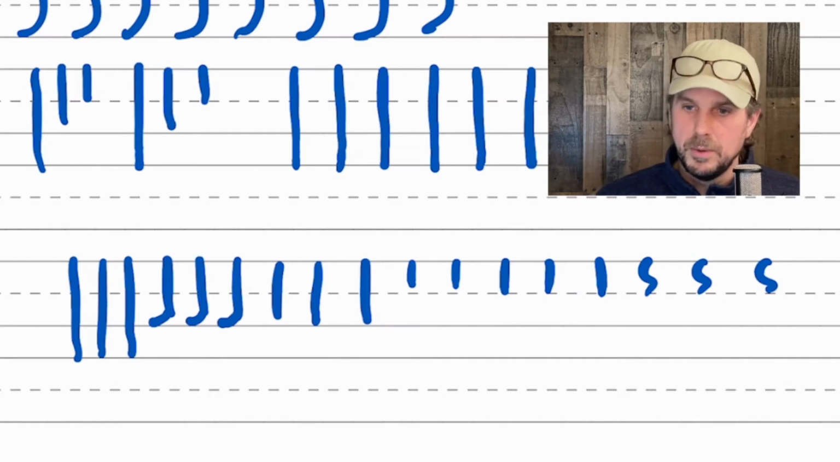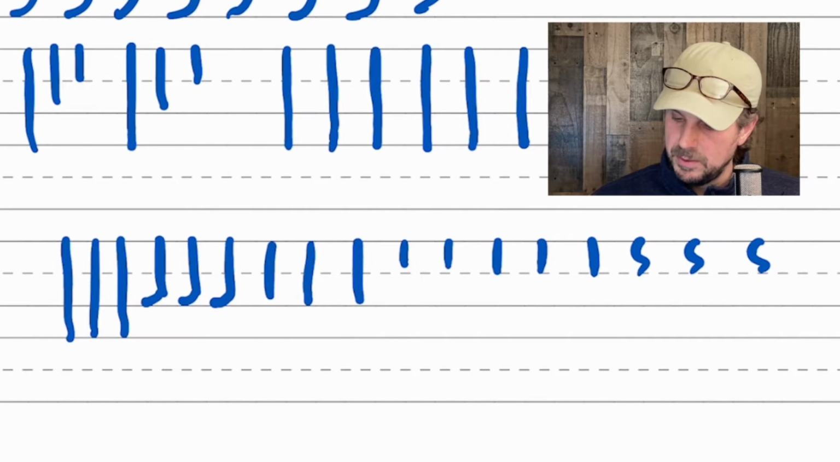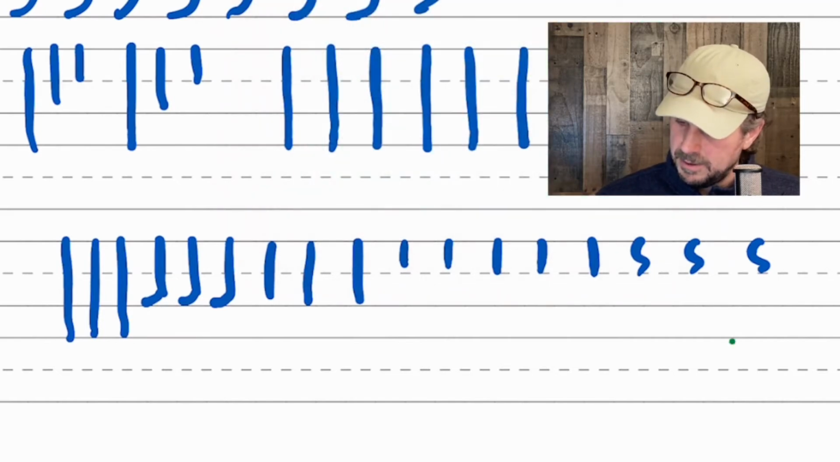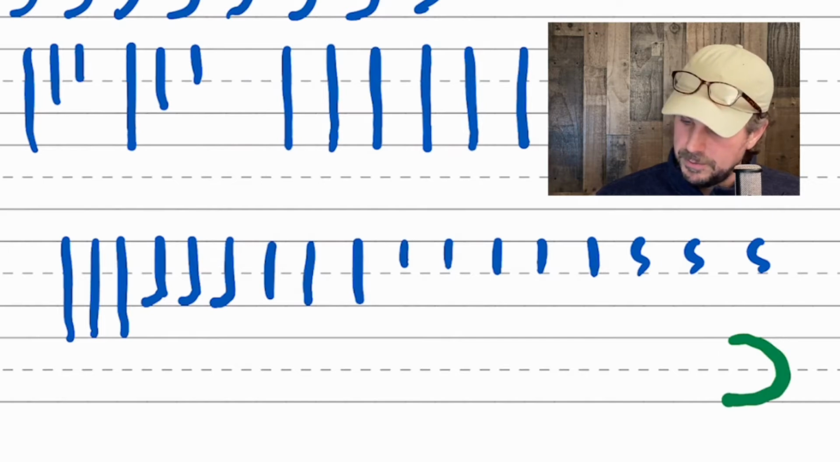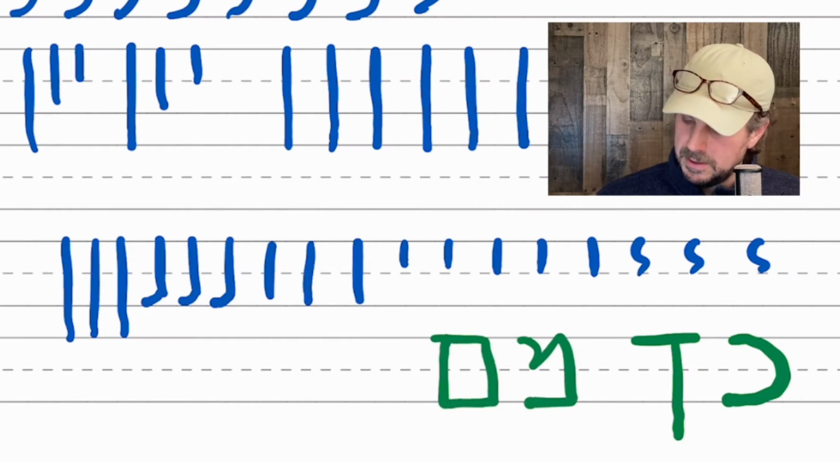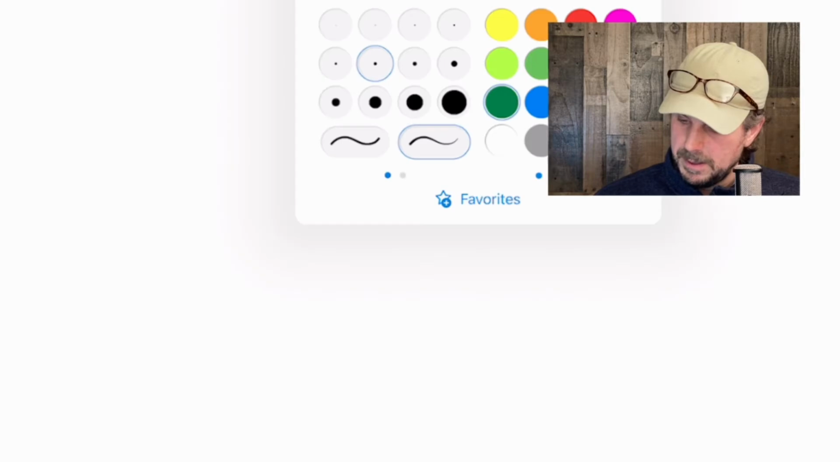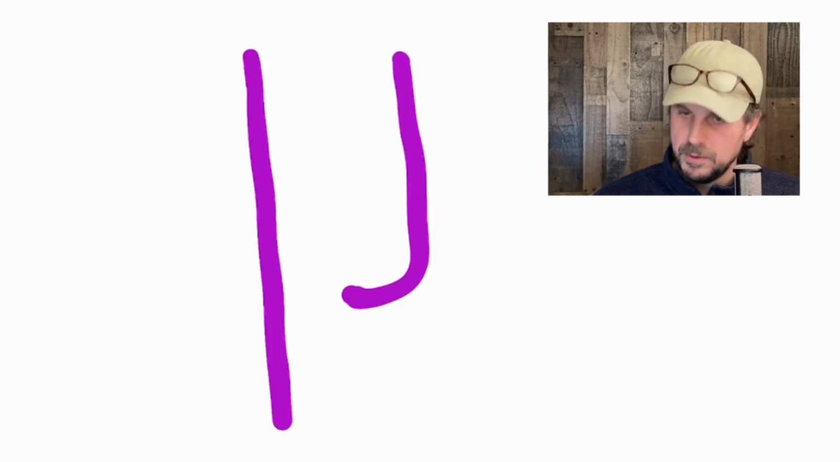So to review the letters that we have now that have these final forms, let's change color here. We have Kaf and Kaf Sofit. Remember that? Then we have Mem and Mem Sofit. And now we have Nun and Nun Sofit. Let's do some purple, maybe bigger. Here we go. Let's try this. So Nun, like that, and a Nun Sofit.